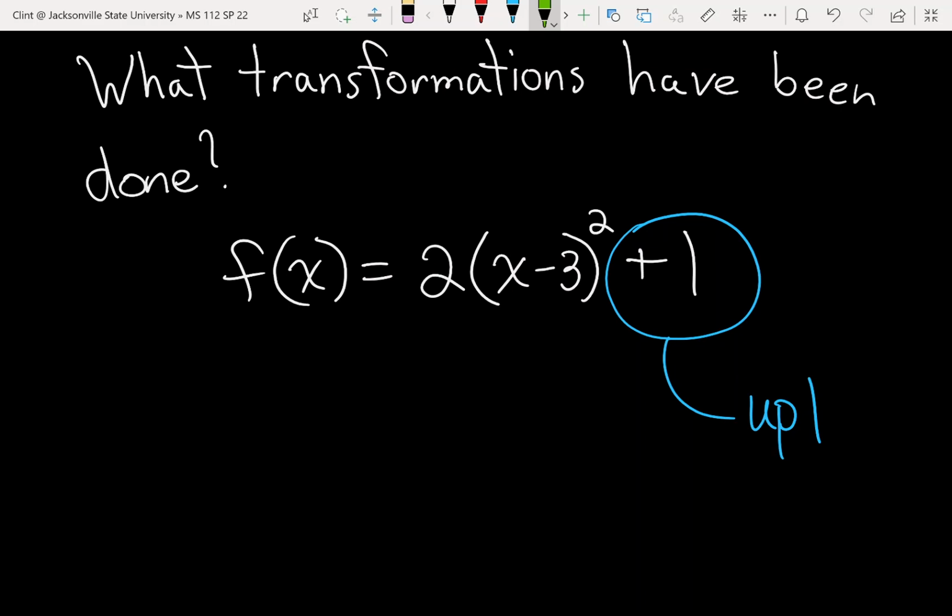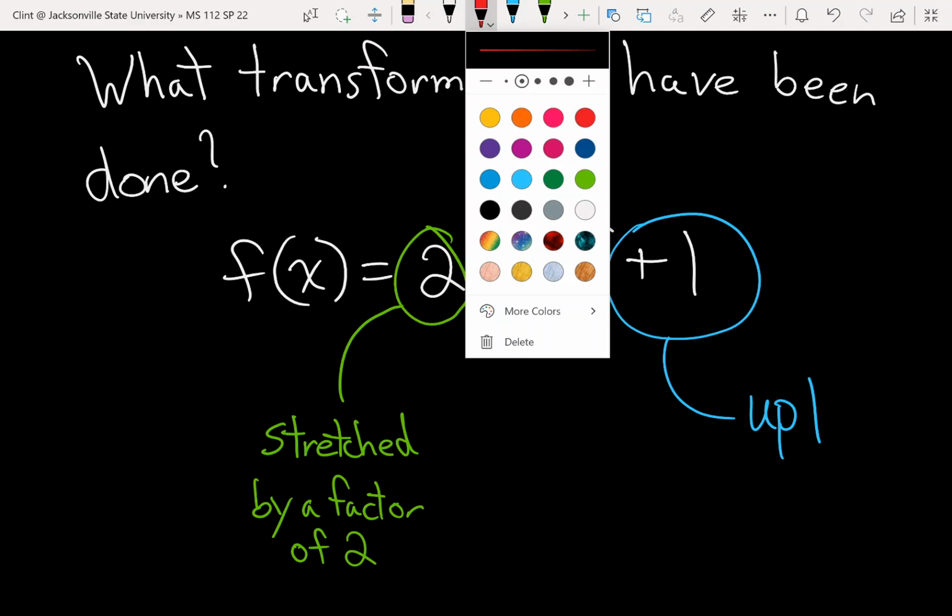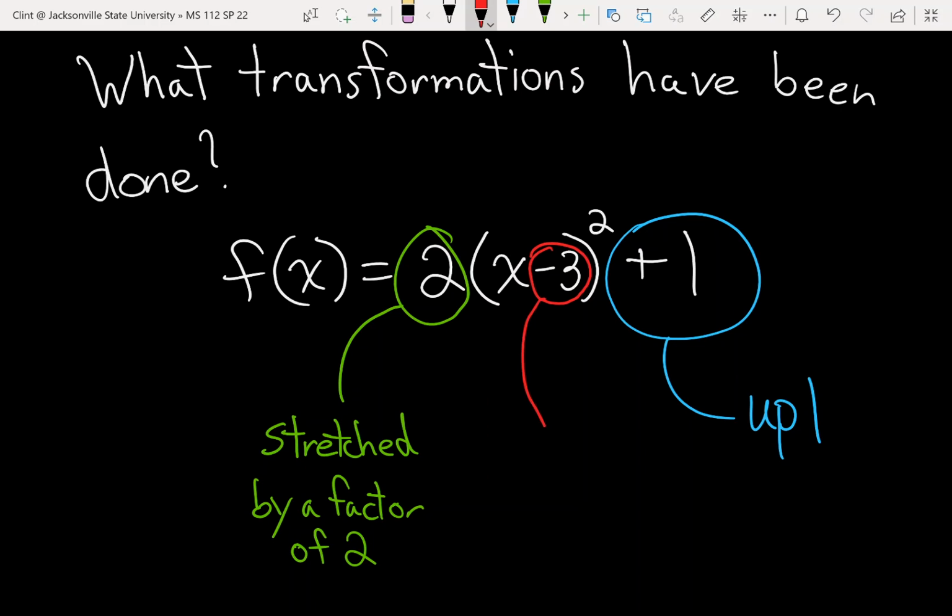We are multiplying by 2 though. So what's that one going to do to it? 2 is bigger than 1, so that is a stretch. Yeah, it's a stretch. So this one is stretched by 2. Or stretched by a factor of 2. And then what's our other piece we've got in there? We've got the -3 inside. That's going to be to the right 3. Yeah, to the right 3.